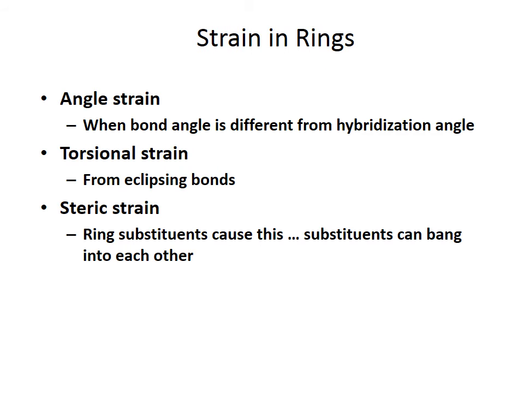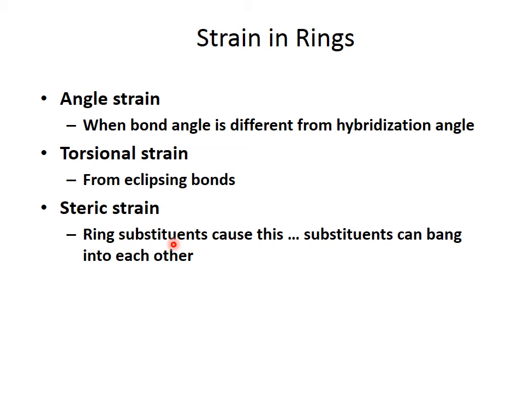Okay, so now what we're going to do is we're going to look at angle strain, torsional strain, and steric strain. And when do we have these in the ring? We kind of already have talked about angle strain, but now we're going to talk about torsional and steric strain. Torsional strain, remember, comes from electrons and bonds being in the same plane and that they repel each other. Steric strain comes from atoms basically bumping into each other.